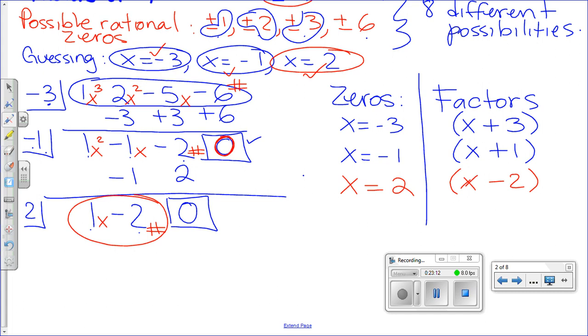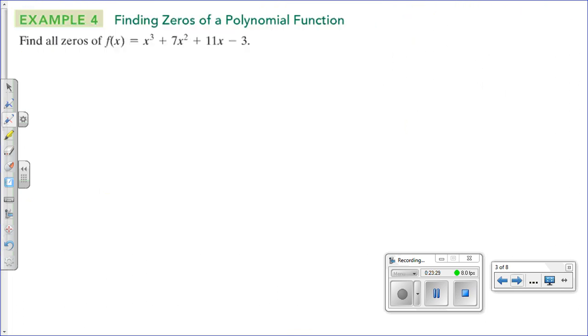So we have found the 3 zeros, and all 3 of them are real. If you recall from looking at the graph, they were touching the x-intercept, and they're also rational zeros. So now let's go to the next example. Here we're going to do the same thing. We're going to find all the zeros for that polynomial.